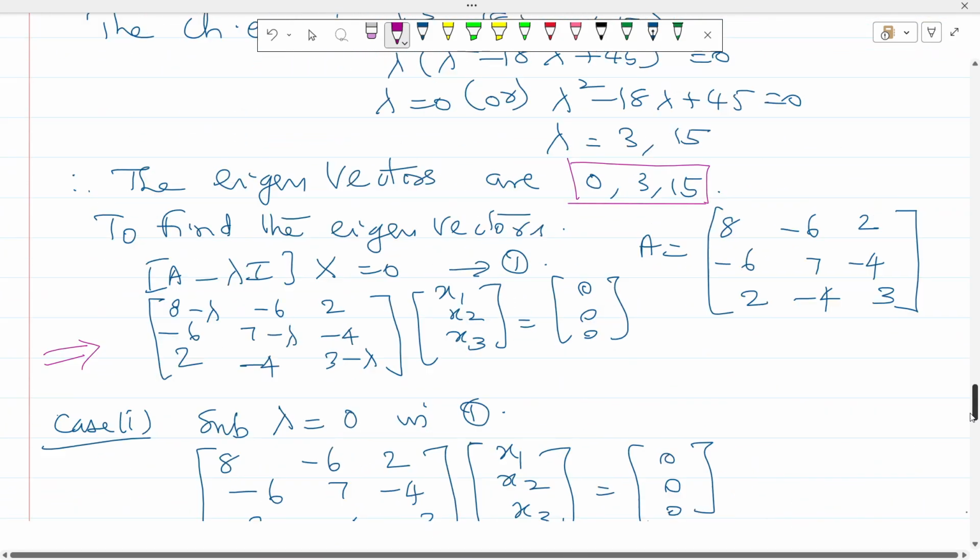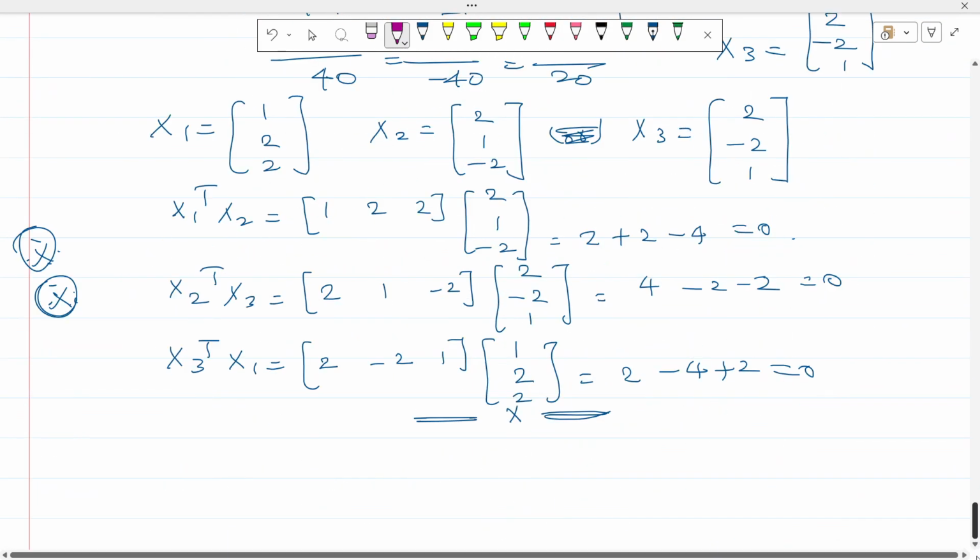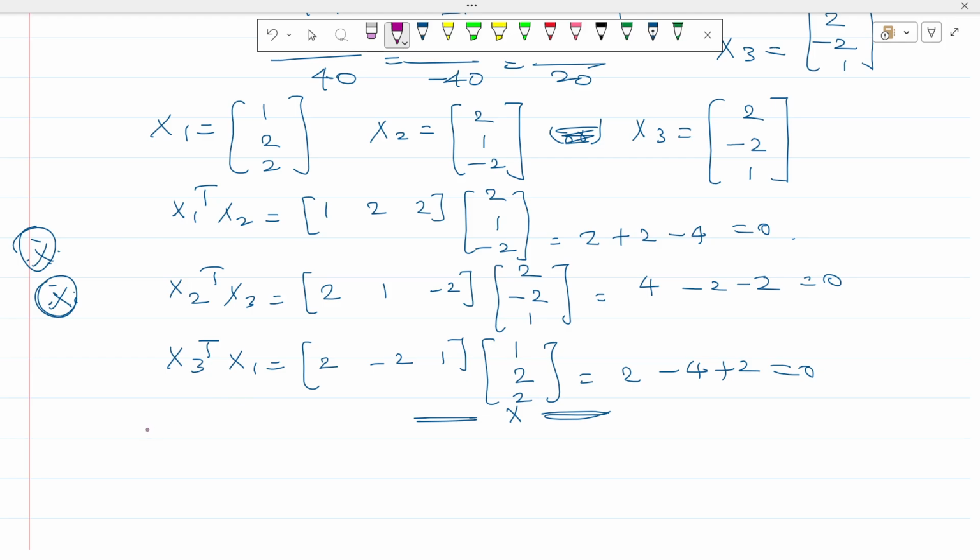Any other doubt is there? No, sir, got it. Okay. So these problems are for non-repeated eigenvalues. In case a repeated eigenvalue is there, then how can you solve it? For the repeated eigenvalue, how can you solve it?